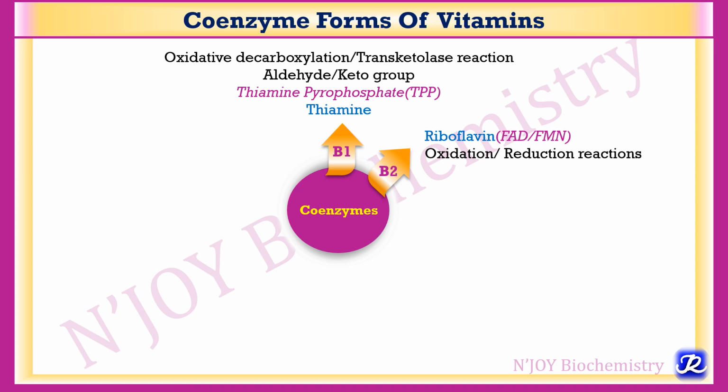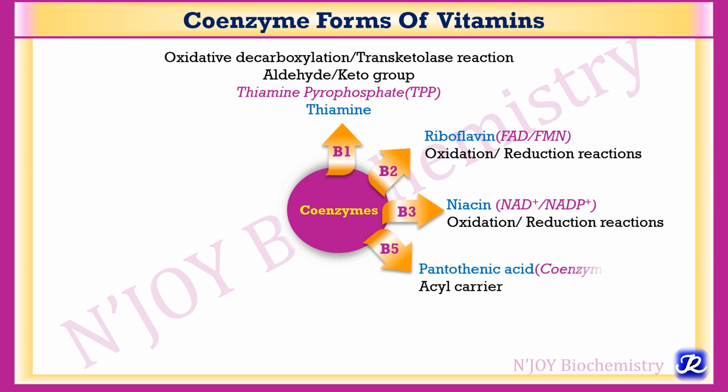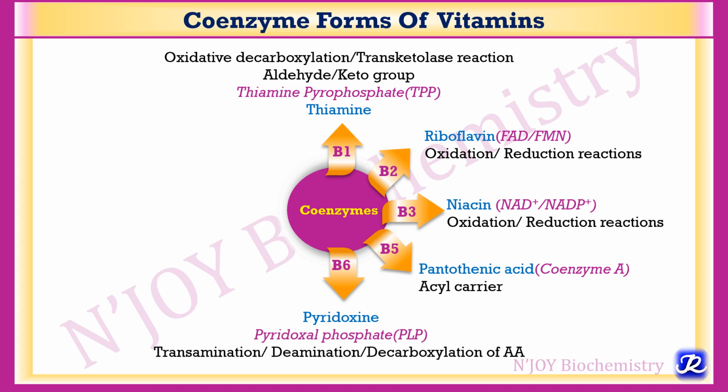B2 is riboflavin, and the coenzyme forms are FAD and FMN, which are involved in oxidation reduction reactions. Vitamin B3, niacin: NAD positive and NADP positive are the coenzyme forms of niacin, and they are also involved in oxidation reduction reactions. Vitamin B5, that is pantothenic acid, is a part of coenzyme A, which is involved in the transfer of acyl group. Vitamin B6, pyridoxine: the coenzyme form is called pyridoxal phosphate, that is PLP, and it plays a very important role in protein metabolism, that is transamination, deamination and decarboxylation of amino acids.